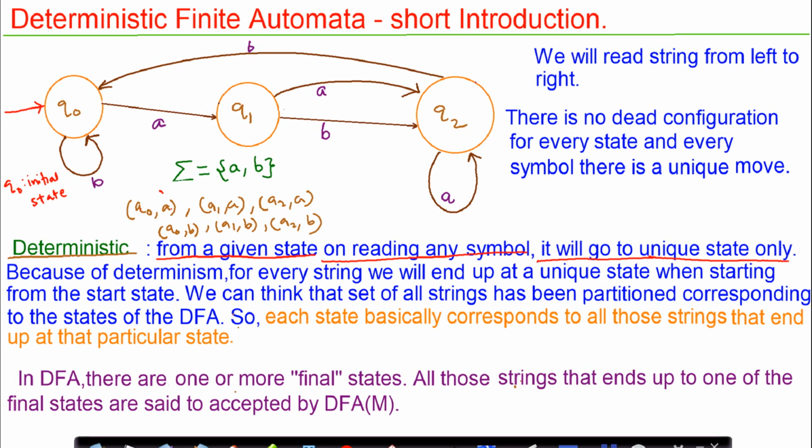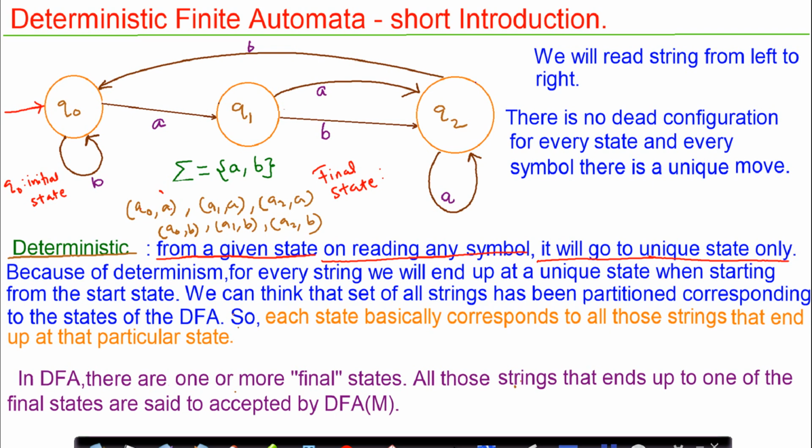And there is one more thing, which is the final state. Out of these many states, there will be one or more final states. What does this mean? This means that if you completely scan the string from left to right, and you end up in a final state, then you will say that your string is a part of the language.